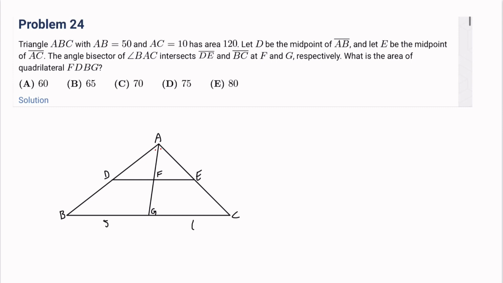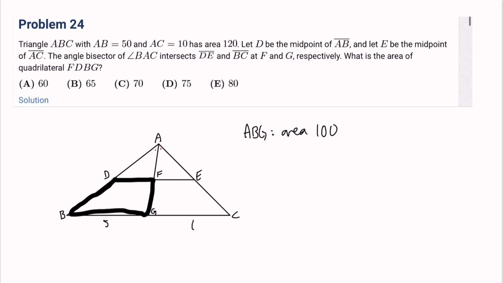And since the ratio of the lengths is 5 to 1, but the height is the same, the ratio of the areas of these two triangles is also 5 to 1. So if the whole thing has area 120, then this would have area 20, and this would have area 100. So ABG has area 100.